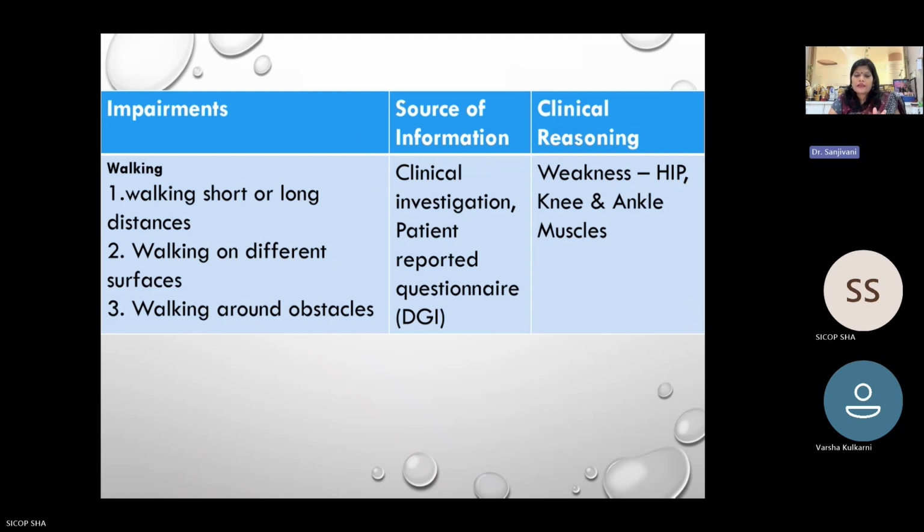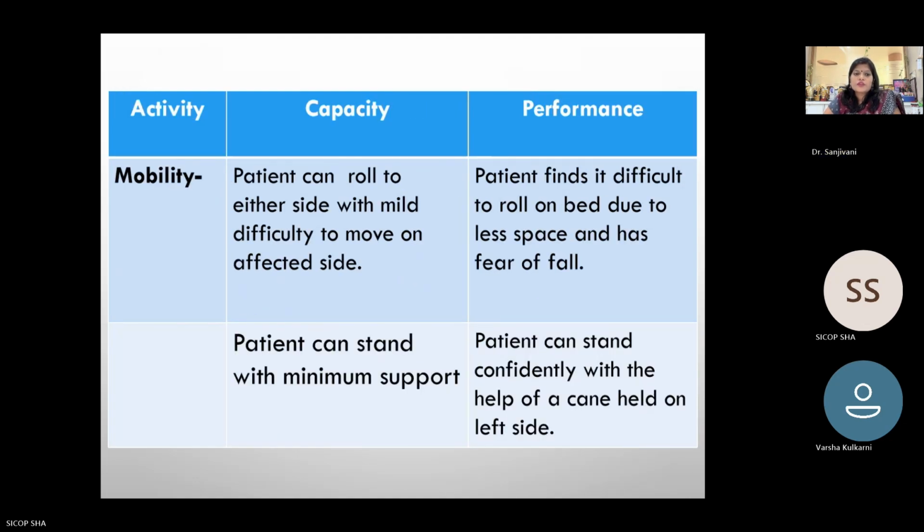Okay. And again, the source of information is clinical investigation, and we have to give clinical reasoning because of hip, knee and ankle weakness. For example, now we have not assessed this because this is the stem which we are giving. For example, in an exam. But as we know, the patient is not able to walk, so this might be the problem, so that we can write. Okay. And in clinicals, definitely we have some reasoning, and on that basis we can give reasoning. Okay. Go for next.